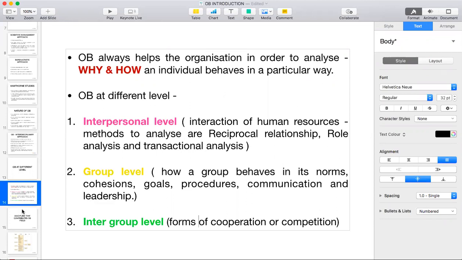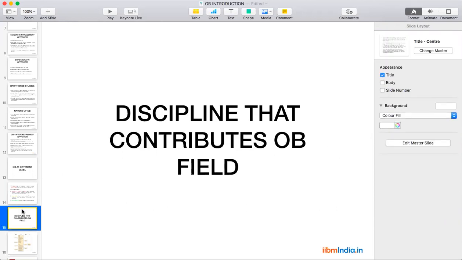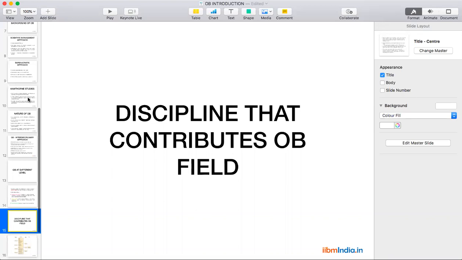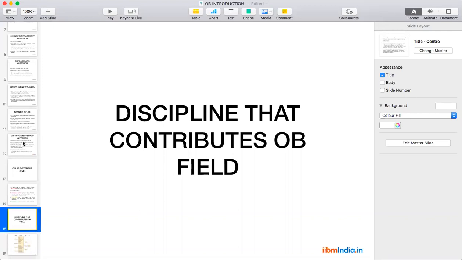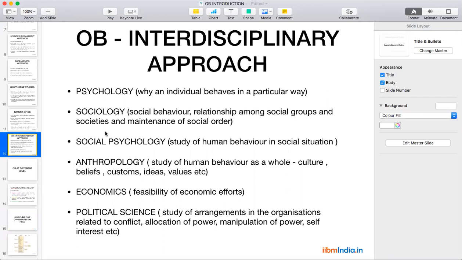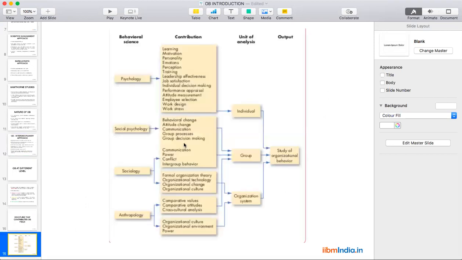We will discuss those. Now, the next important topic is the disciplines that contribute to the OB field. If you remember in the last class, we discussed the different disciplines associated with organizational behavior: psychology, sociology, social psychology, anthropology, economics, and political science. Now, you can see this diagram. It shows the different disciplines, psychology, social psychology, sociology, and anthropology, and how these behavioral sciences are associated with the study of organizational behavior.